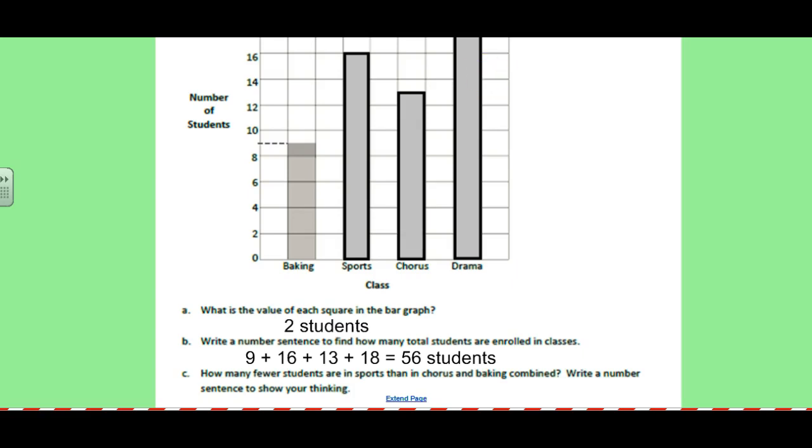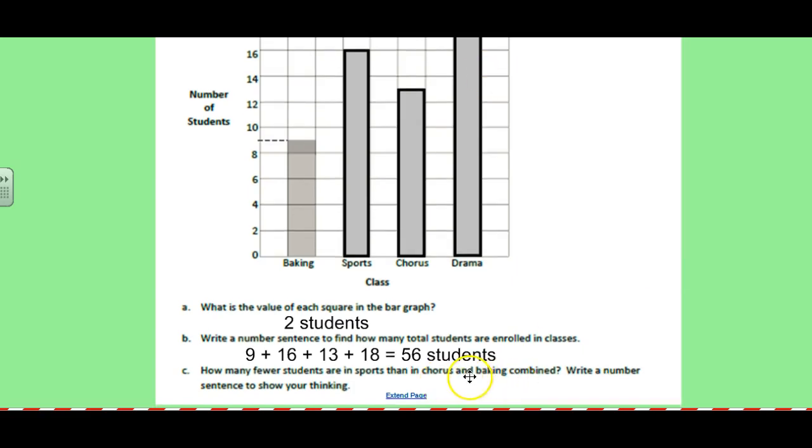So this is kind of a two-step problem because you're going to have to combine 2 of these numbers to be able to figure out how many fewer there are of those than sports. So we're going to have to write a number sentence to show our thinking. So we need to first look and combine chorus and baking. So that's going to be our first number sentence.